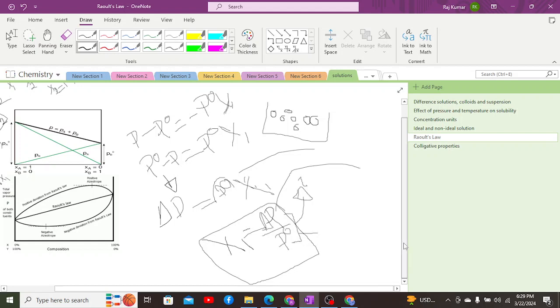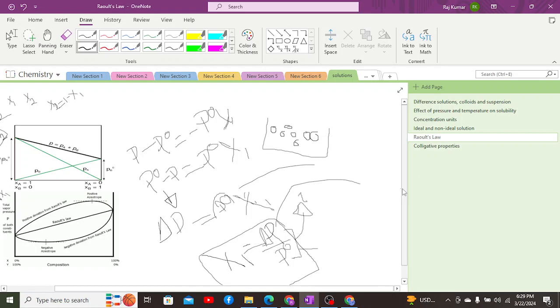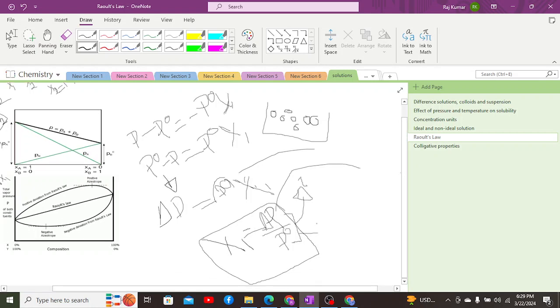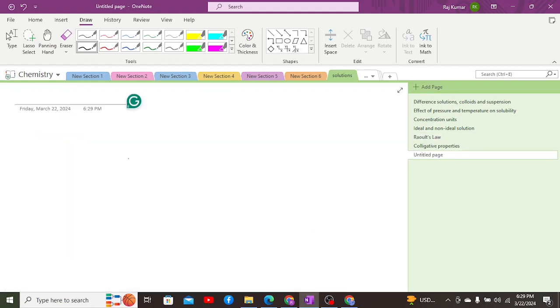These are some statements presented by Raoult's law, but here we are going to discuss something else as well. Raoult's law also describes that whenever two volatile miscible liquids are mixed with each other, then these two volatile liquids being mixed will produce a vapor. Let's suppose two volatile liquids are there.